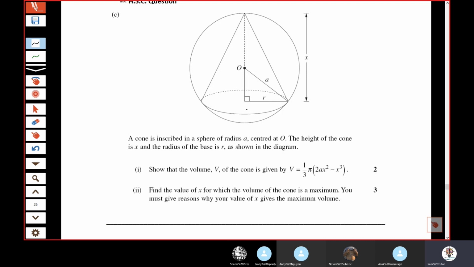For circle ones. All right, here we go. A cone is inscribed in a sphere of radius A, centered at O. The height of the cone is x. And the radius of the base is r, as shown in the diagram. Show the volume is given by this. That's what I mean, maybe that's going to be hard, you know. So just do double I. The answer's in front of you. Just go and differentiate and do the stuff, right? But we're going to start with I.